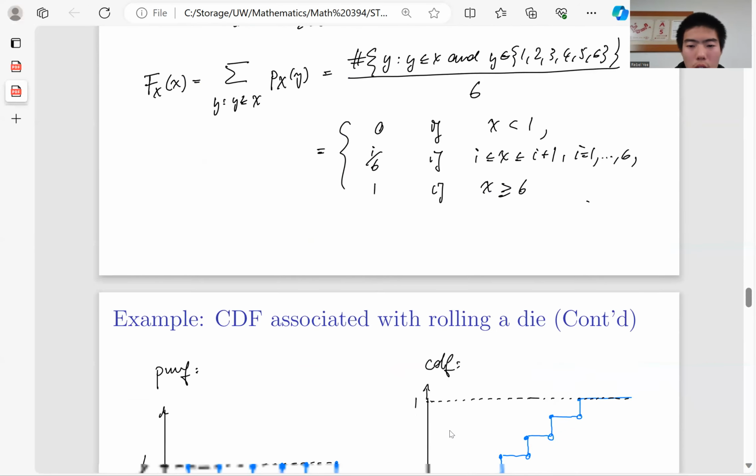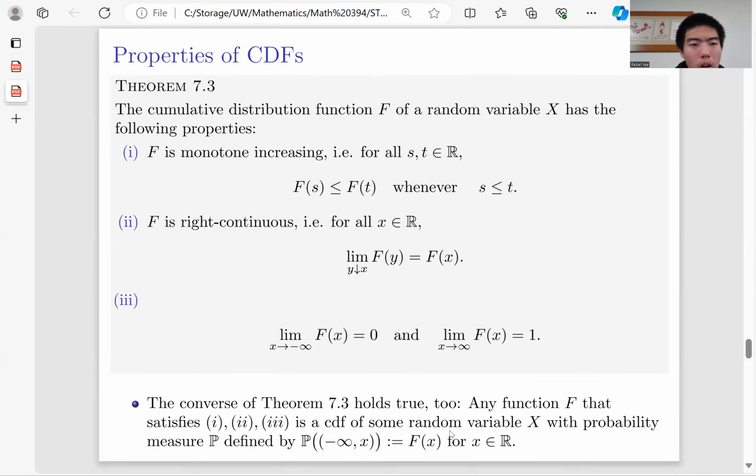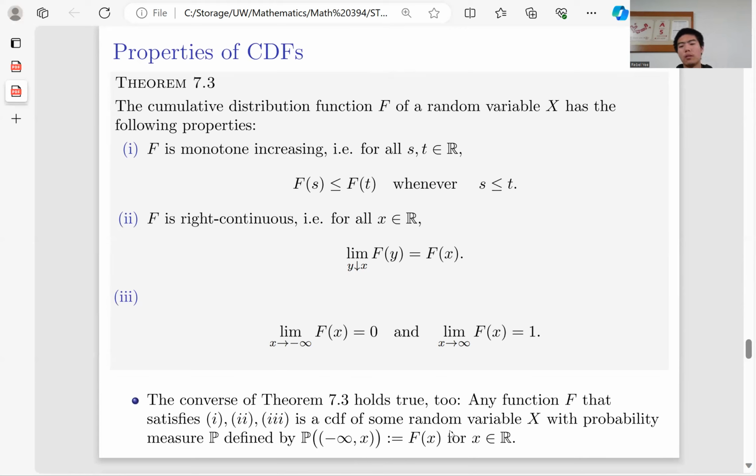Once we have seen these two examples, I will not talk about them for now, but there are some more properties of CDFs I want to talk about. Some of the properties are crucial when dealing with questions in the future. So what properties must a CDF have? First, it is monotone increasing. Secondly, it is right continuous. Third, the limit of F(x) as x goes to negative infinity is 0, and as x goes to infinity is 1. So what do these terms mean?